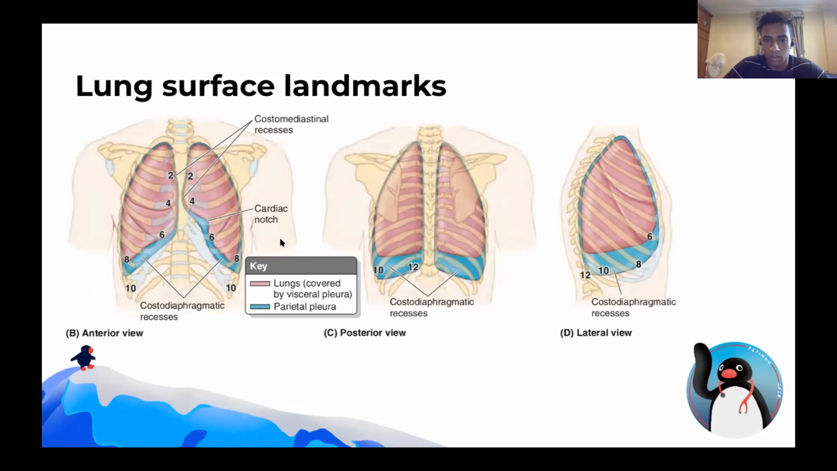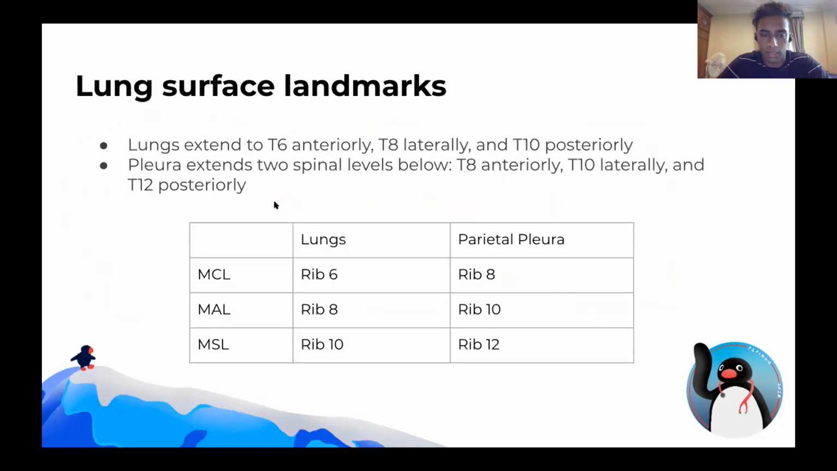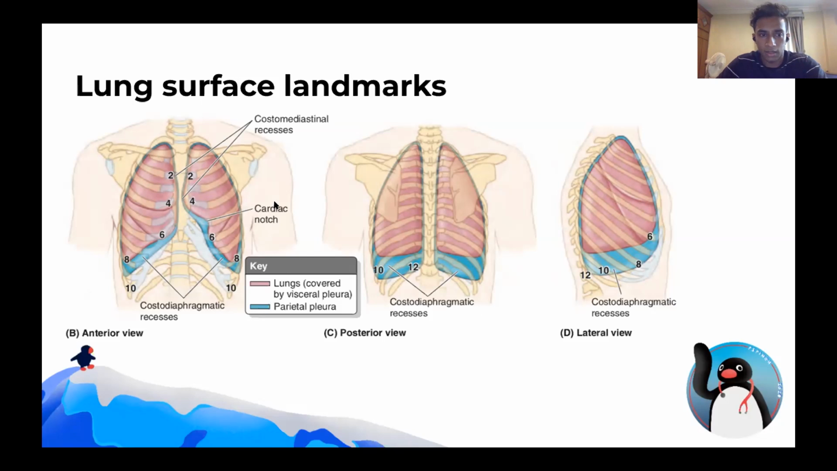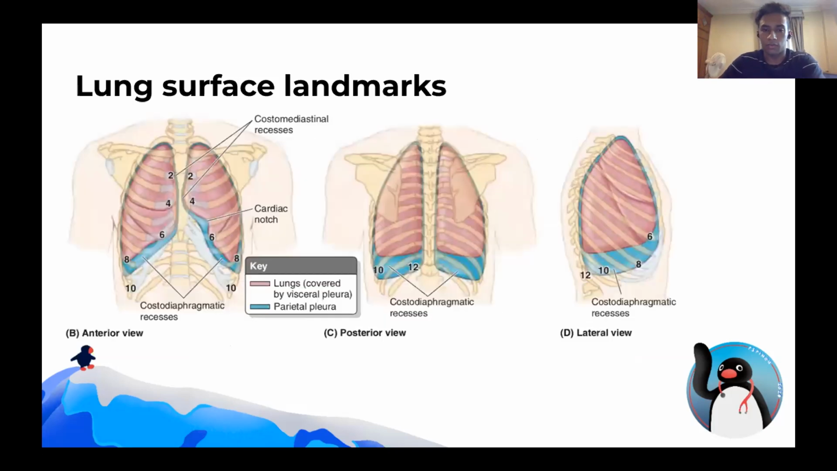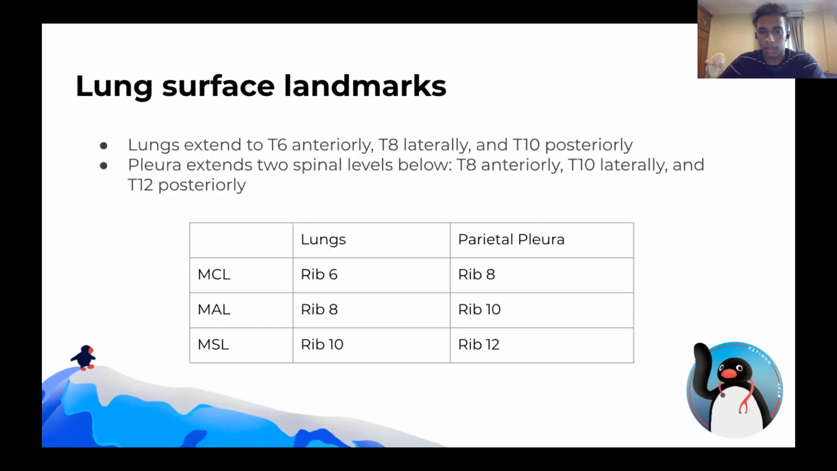It's a rule of two. So if you look at this diagram, I have an explanation here. Your lungs basically extend to T6, T8, and T10. Mid-clavicular line, mid-axillary line, and mid-scapular line, sorry. And so this is posterior. This is your side view, as well as your front view. And so your lungs are basically a rule of two.